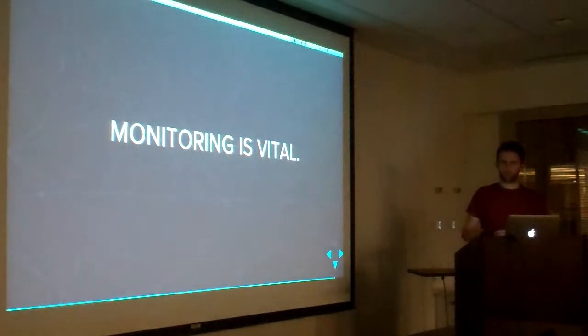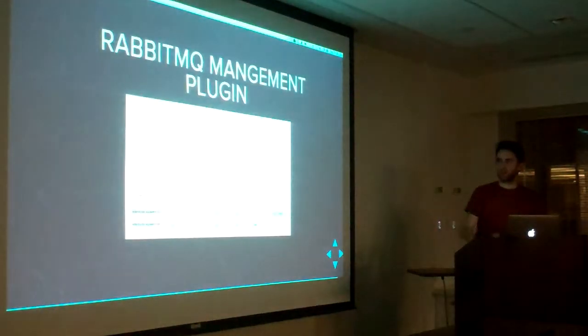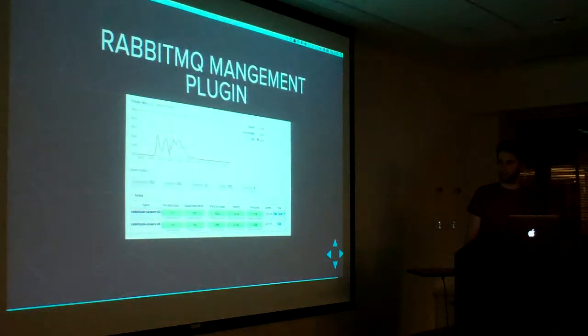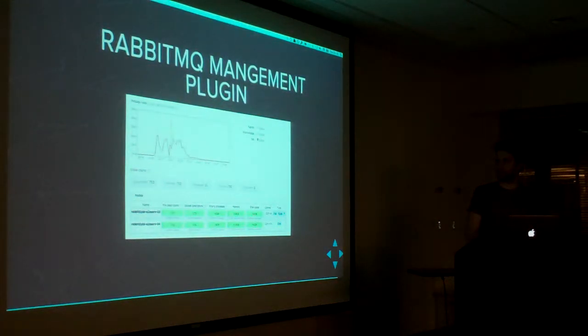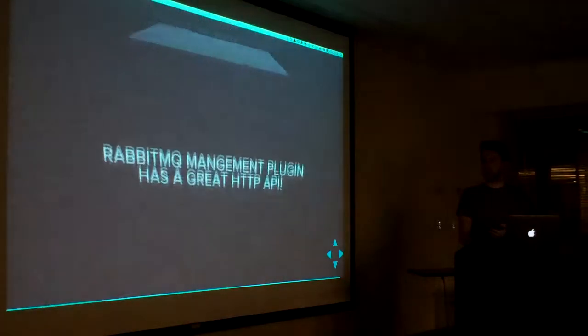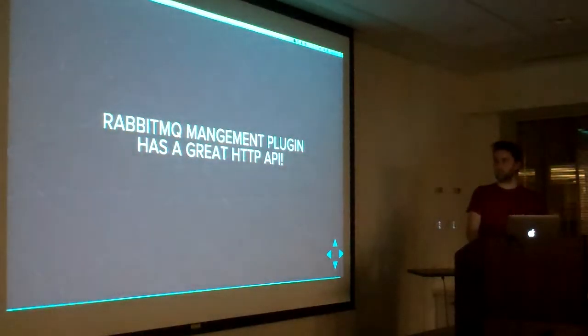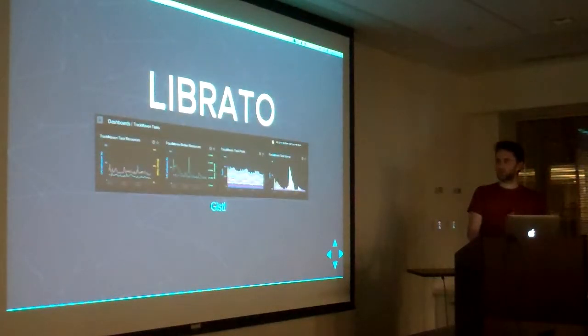So monitoring is really vital when running Celery. RabbitMQ has a great management plugin that comes with it. It lets you see how many tasks are in your backlog and at what rate they're getting processed. It also has a really good HTTP API. One of the things we did is use this to write our own monitoring tool and plug it into Librato, which is a graphing tool.